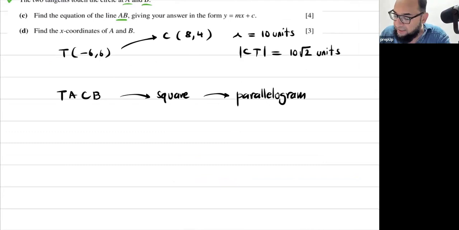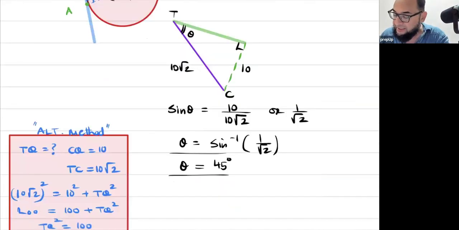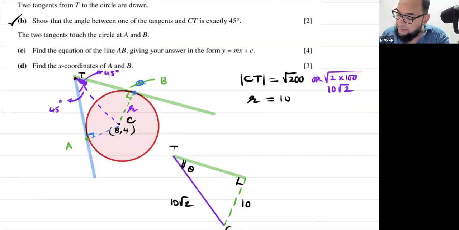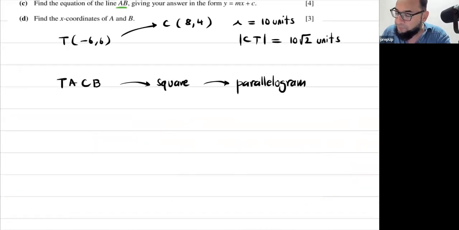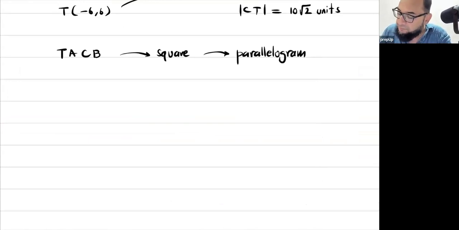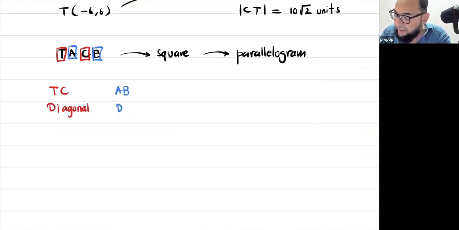We have T. We are going in this direction. So we are going like this. This is T, this is A, this is C, this is B. So midpoint of TC should be the same thing as midpoint of AB. So TC is a diagonal. Similarly, we have A, we have B, AB is another diagonal.